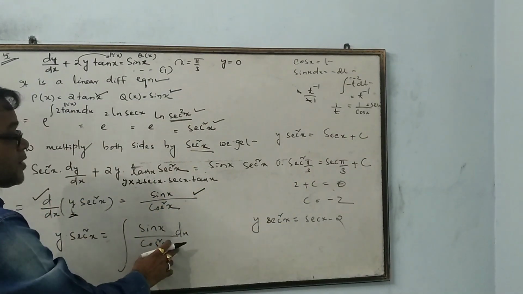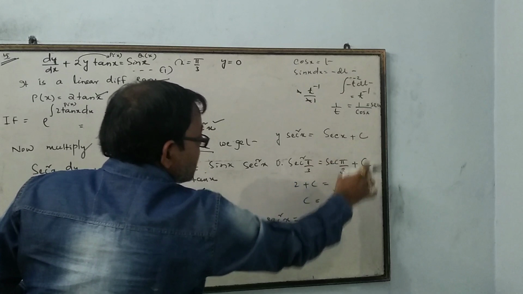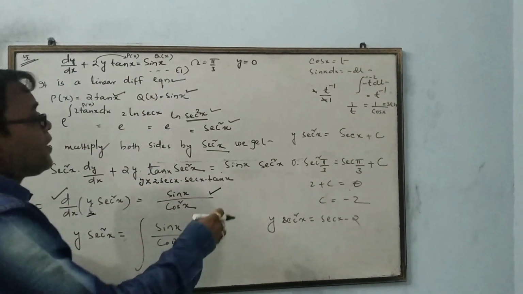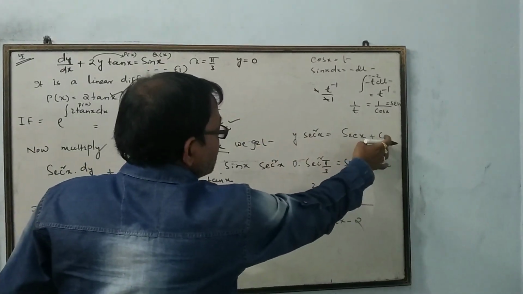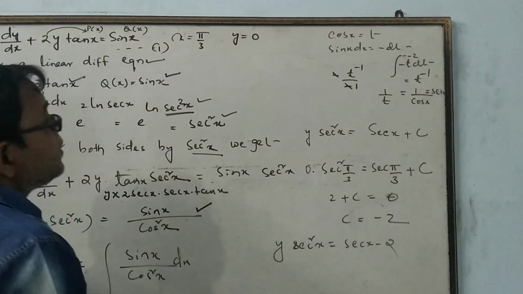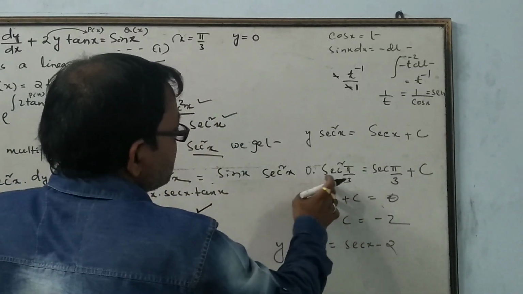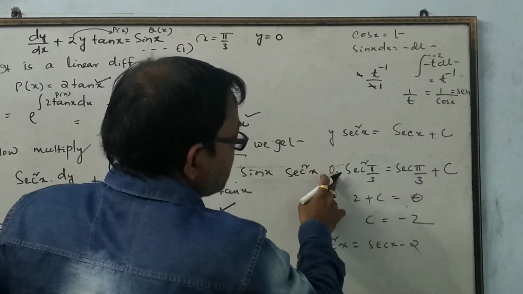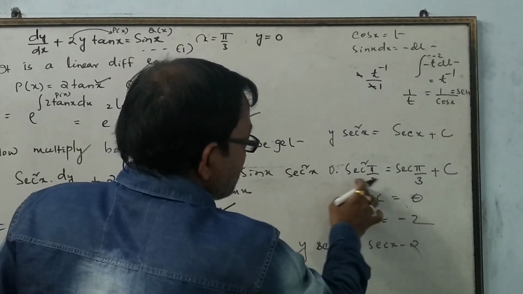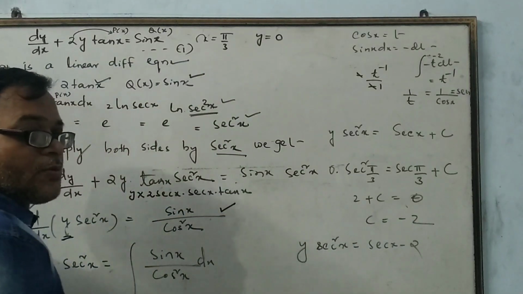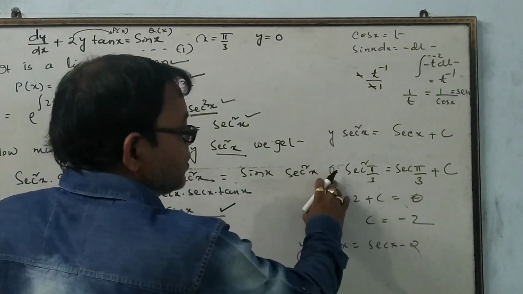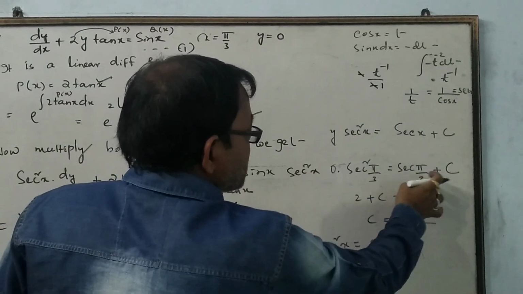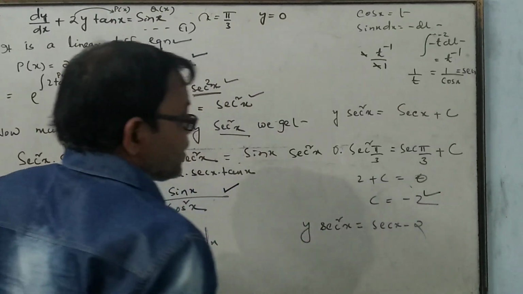After getting the integration, you have to use the constant of integration here, c. Now apply the boundary condition to find the constant of integration. We have taken x = π/3, so replace x as π/3. y is 0. After replacing this, sec² π/3 into 0, so it is 0. sec π/3 is 2. So 2 + c = 0, c = −2.